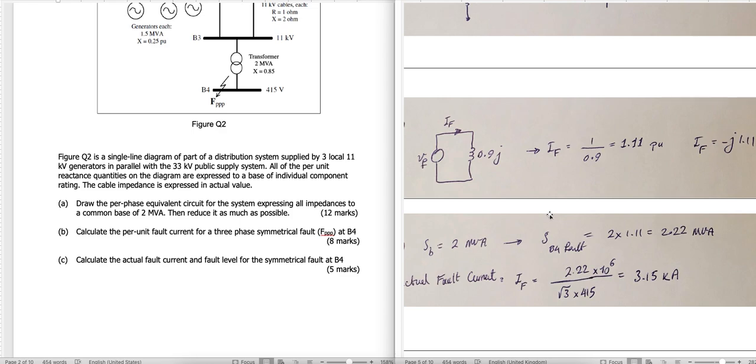Per unit fault, so that's it. That is the per unit fault, 1.1. Next step for section, calculate the actual fault current and fault level for the symmetrical fault here.